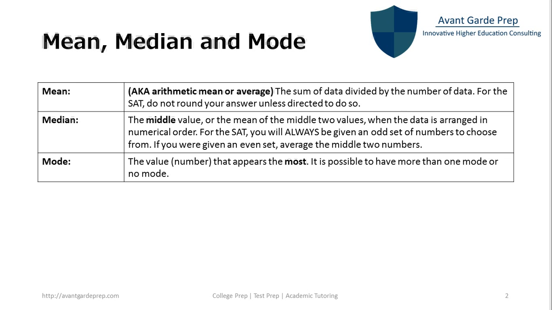However, if the set of numbers has an even number of members, you simply take the mean, or the average, of the two middle numbers. The mode is simply the individual member that has the highest frequency, or that appears the most. Sometimes it's possible to have more than one mode. Let's take a look at some examples.